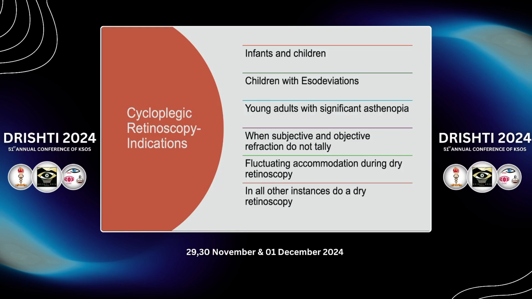Because they have a maximal accommodation, the amplitude of accommodation. Children with ESO deviations, you have to bring out the total hypermetropia. In young adults with significant asthenopia, when your subjective and objective refraction do not tally. Also, when you're doing dry retinoscopy, you see there is fluctuating accommodation. That is, initially you see that it's a with movement, and then you see there's an against movement. You know the patient is accommodating. Then you need to do a cycloplegic retinoscopy. In all other instances, you have to do a dry retinoscopy.